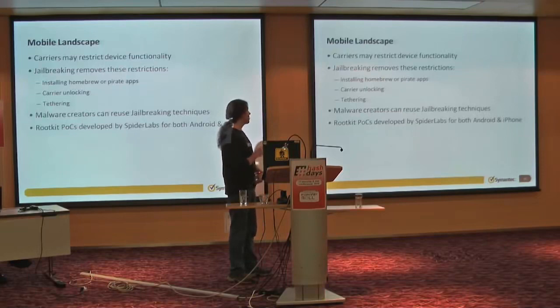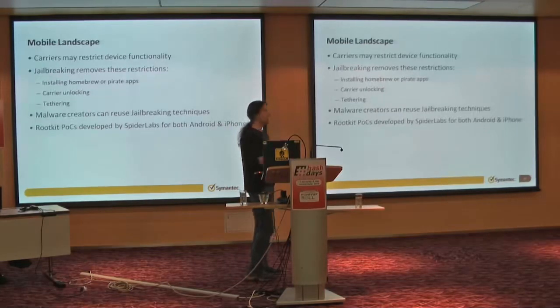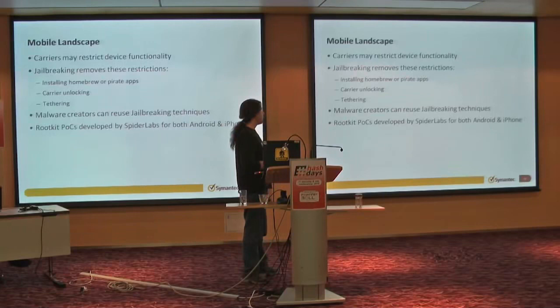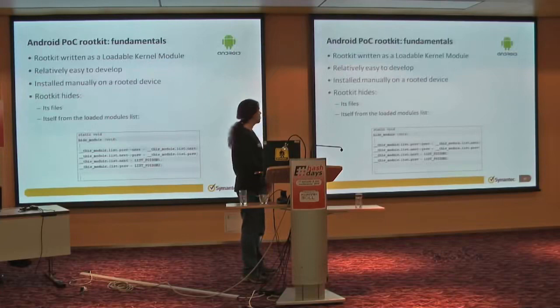Spider Labs have developed two proof of concept rootkits. One of them is for Android, the other one is for iPhone. The first one doesn't use any exploit to get into the architecture, but the second one, the one they made for iPhone, actually uses the jailbreaking exploit, the one you probably know. And it shows how they're silently installing the malware on the device itself. We'll see first the Android rootkit.